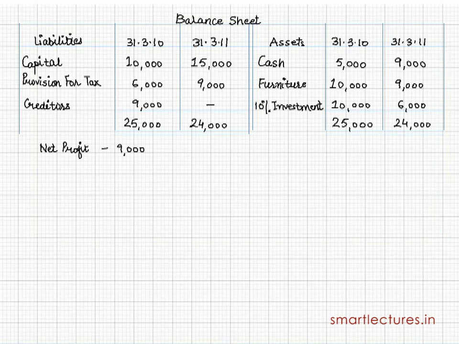So in this question, what I feel, we should prepare three accounts. First of all, capital account, then provision for tax account. And number 3, you should make furniture account for the convenience of this question.